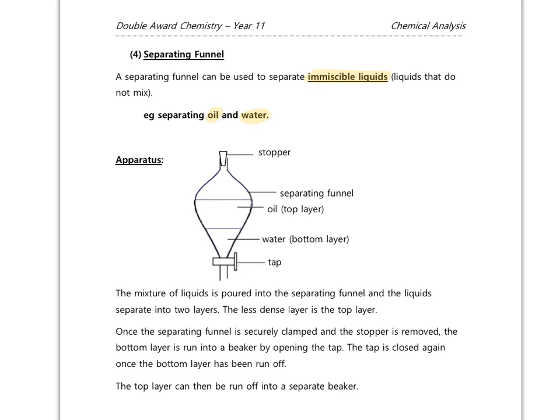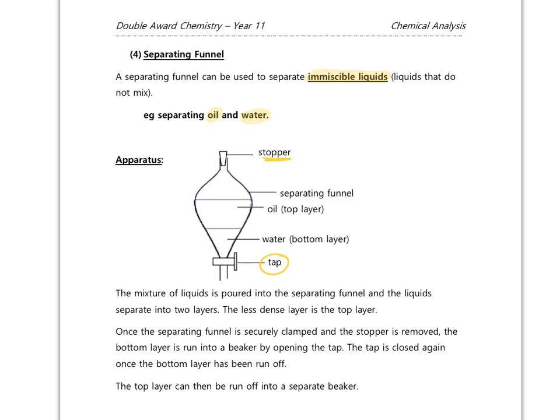So the less dense layer is on the top and the more dense layer is on the bottom. You can see that you have got a tap here. And so essentially when you want to separate the two layers, you will need to remove the stopper. Otherwise nothing will flow because there's no air.